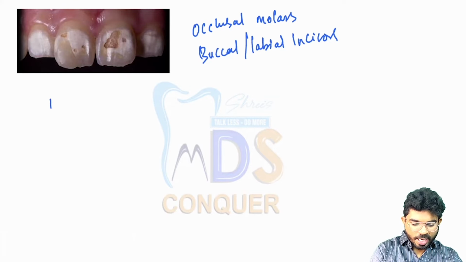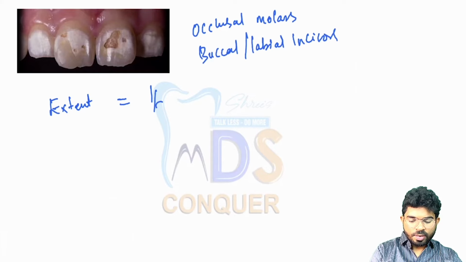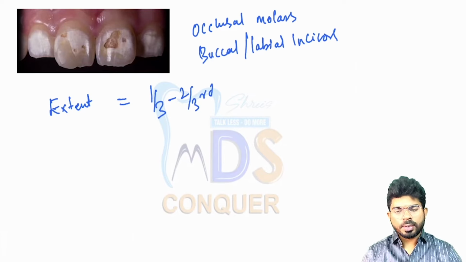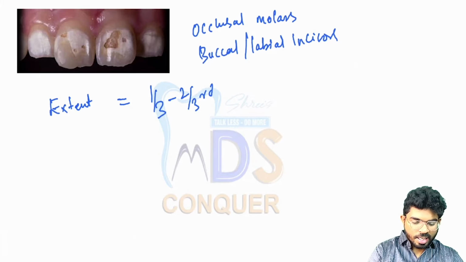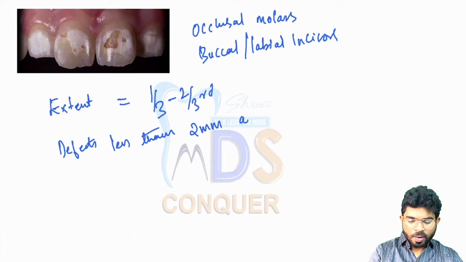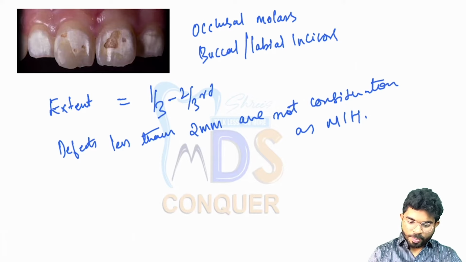The extent of involvement, they can ask you. The extent of involvement in the enamel can be in the range of 1/3 to 2/3 thickness. And there is one important point: defects less than 2 millimeters. If you see enamel defects less than 2 millimeters, they are not considered as MIH. Okay.